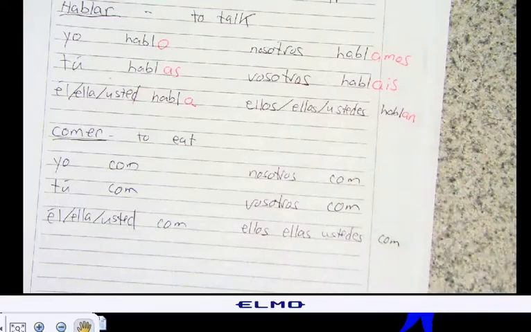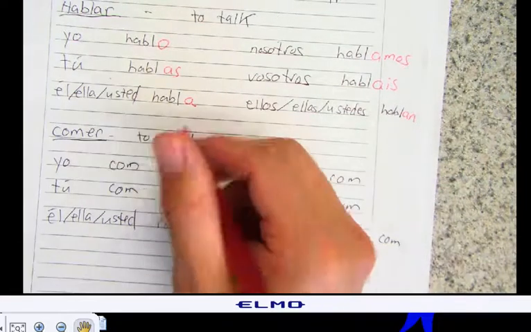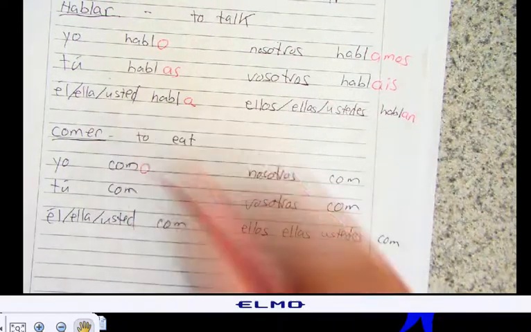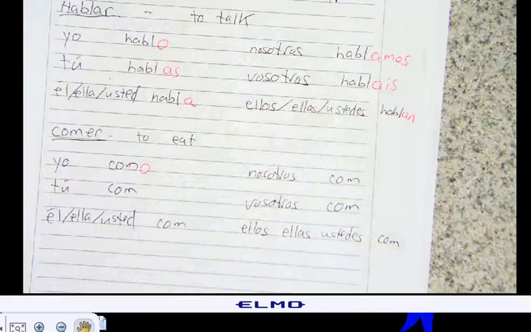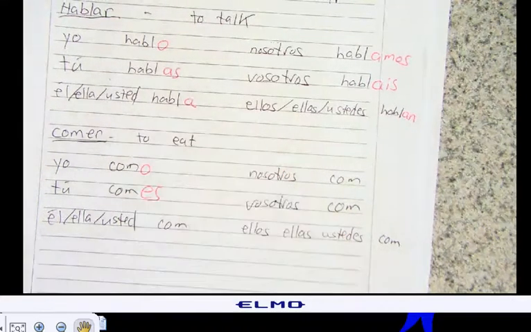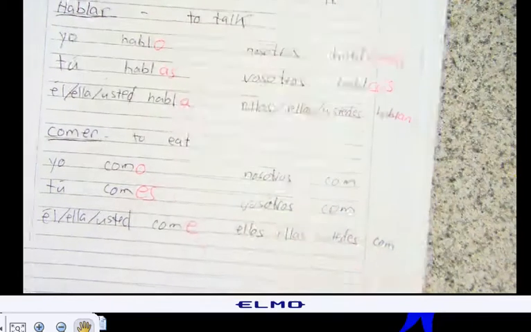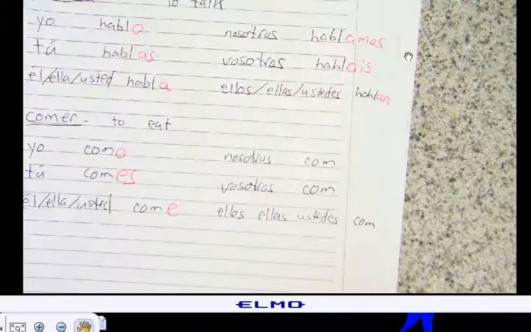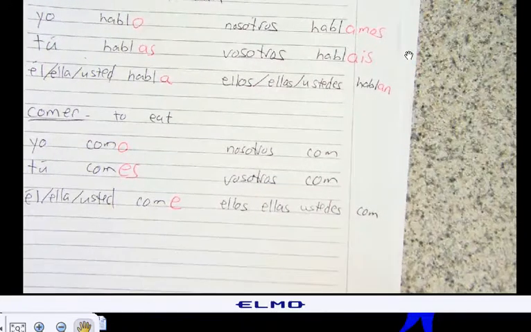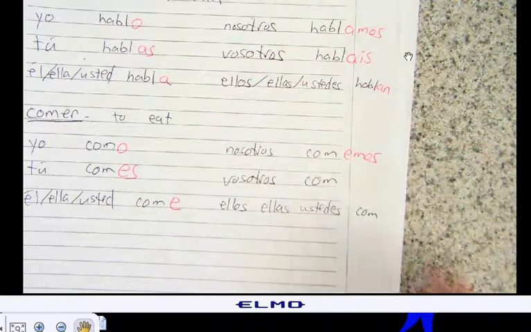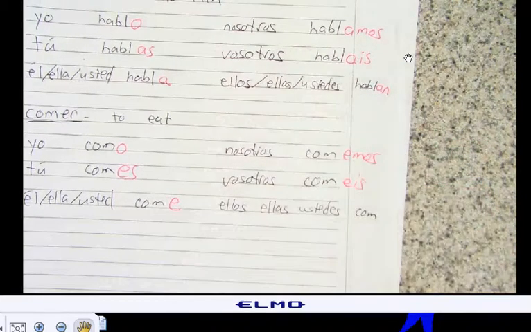The endings of an ER verb, slightly different than the AR verb. The endings to an ER verb for the yo form, O, again. Como, I eat. For the tú form, here's where the changes start. Yes. Él, ella, usted, he or she eats, come. Nosotros would be not AMOS because it's not an AR verb. It's what? EMOS. And then vosotros would be EIS. And your ellos, ellas, ustedes comen.